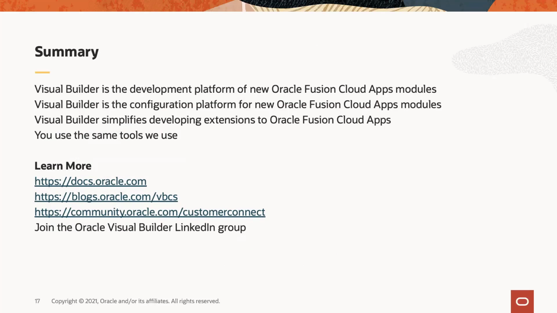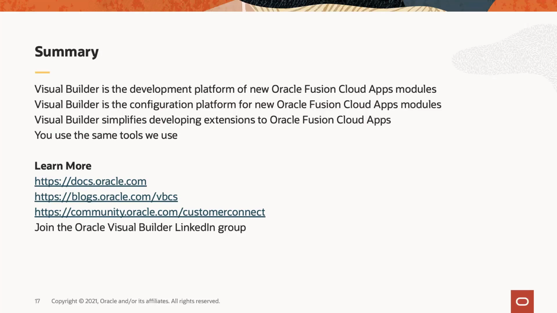Several key points to take away. Visual Builder is the development platform we use internally to build the new generation of Oracle Fusion Cloud application. A lot of our new modules are being developed right now with Visual Builder. Some of them are already in production, and you're going to see a lot of them coming down the road over the next years.